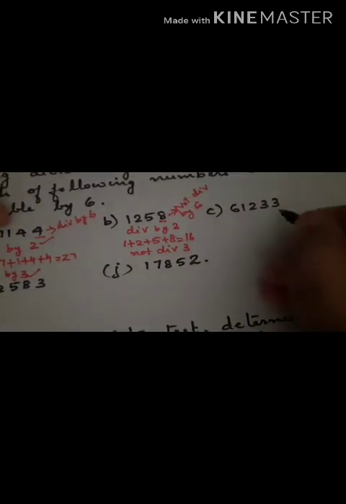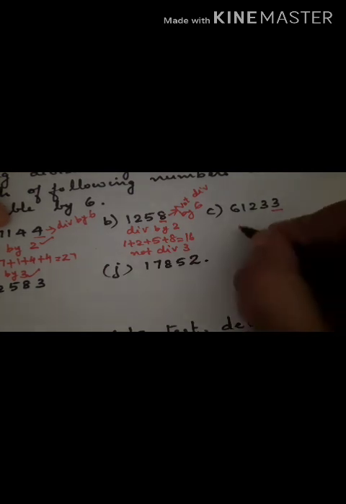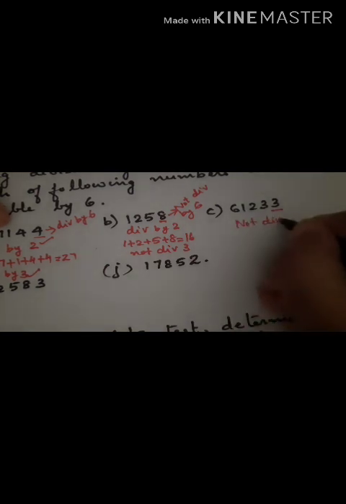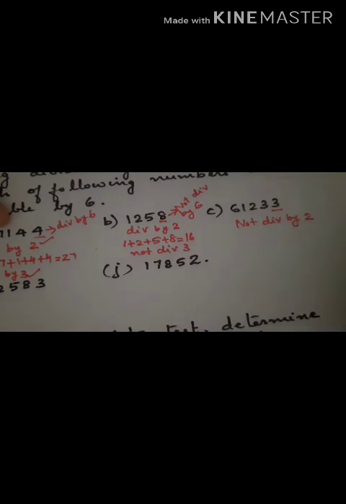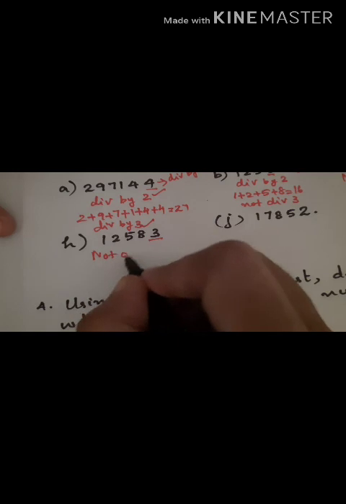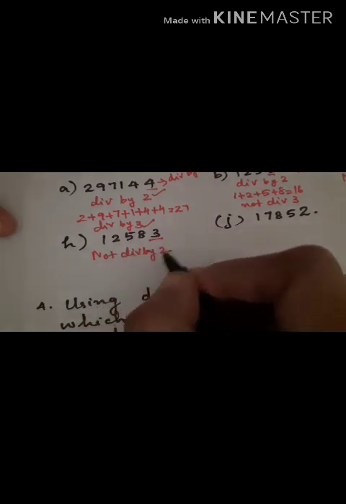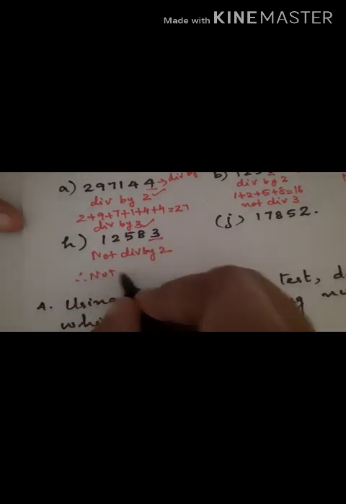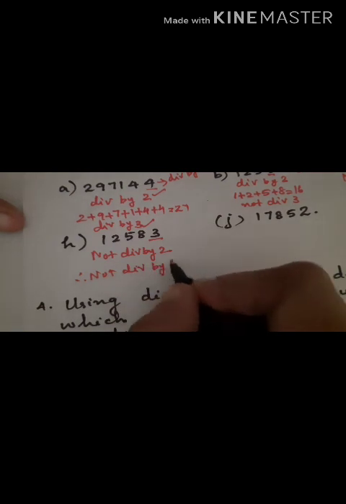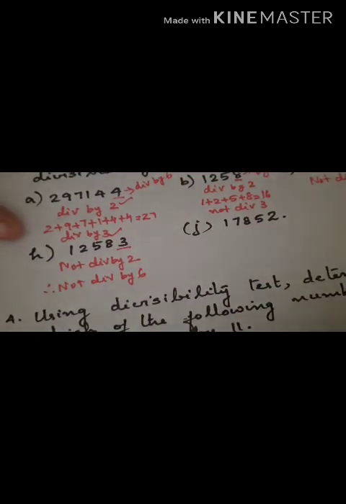Now take the next one. Here, the last digit is 2. So you can directly write it is not divisible by 2. If it is not divisible by 2, then no need of checking the other one. You can directly write it is not divisible by 6. Then take the next one. Here also the last digit is 3. So not divisible by 2. Therefore, not divisible by 6.